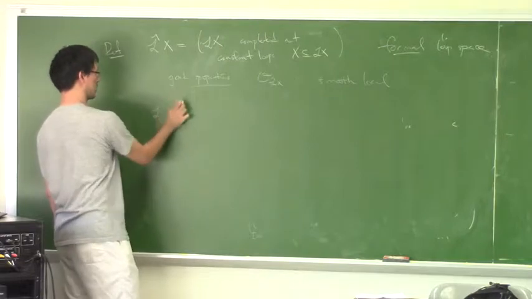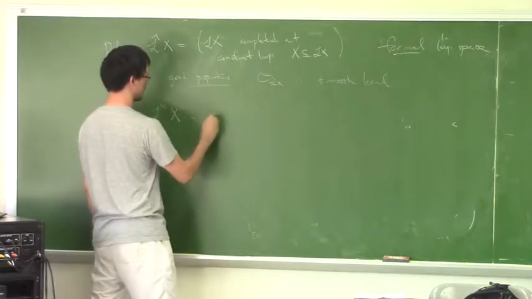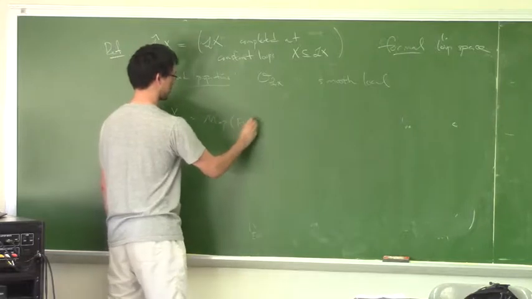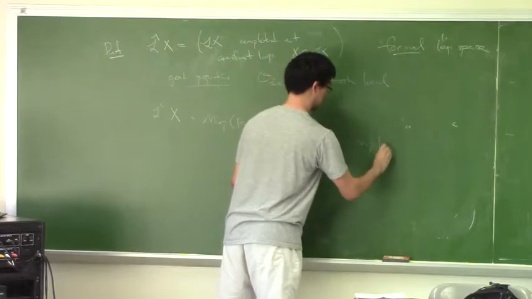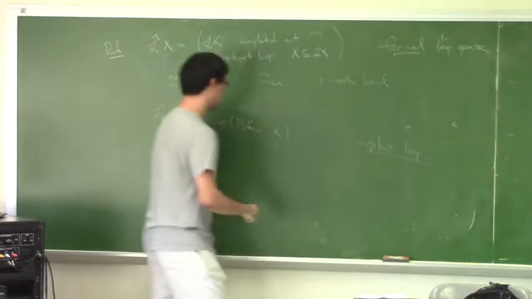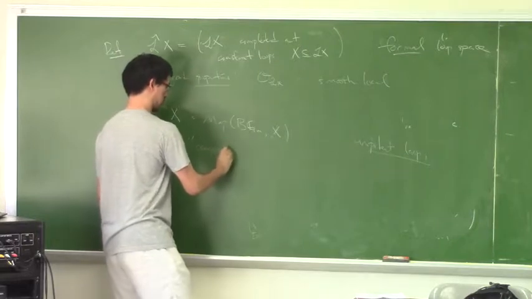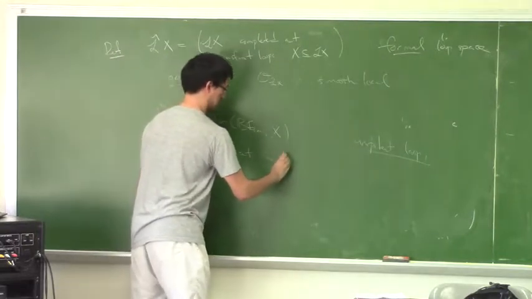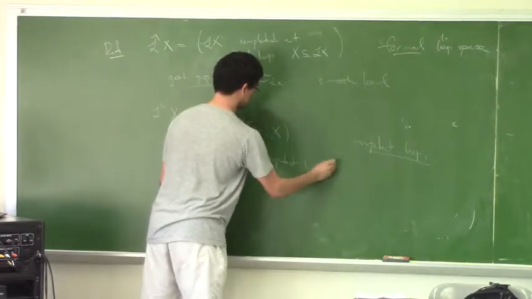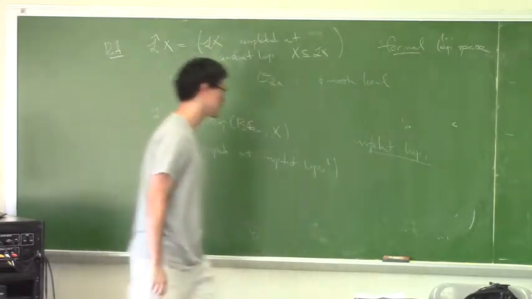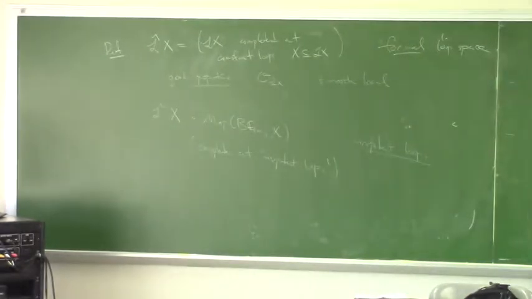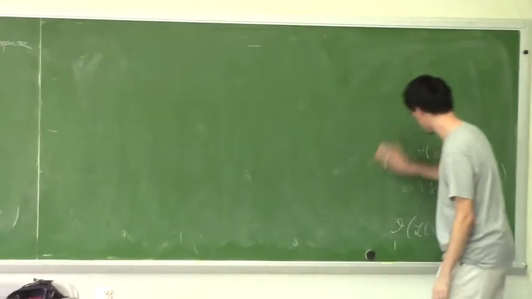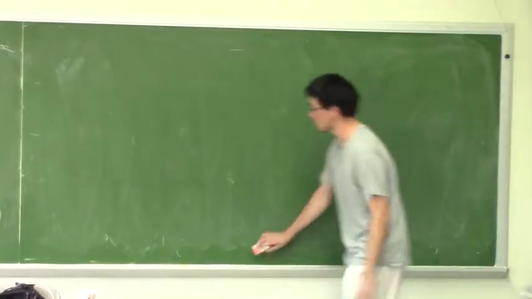I'll also need a uniform loop space. So the definition probably should be something like this. So you can think about this as you complete that uniform. And I'll talk about this more later, but I just want to set it up for now. So the idea is that we think we understand formal loops.